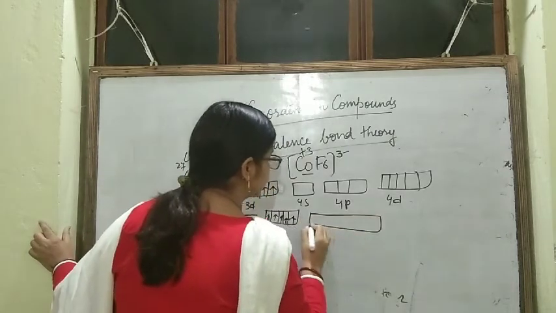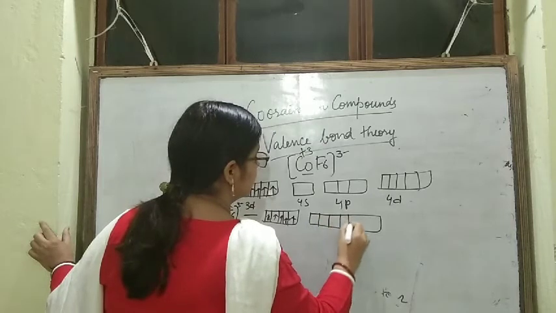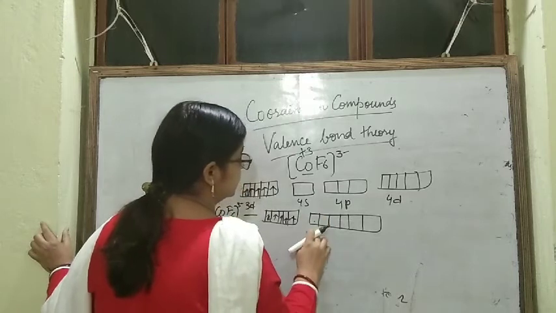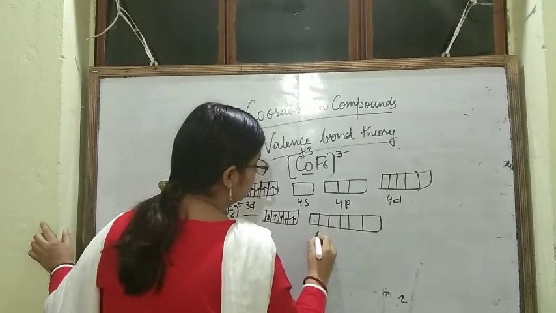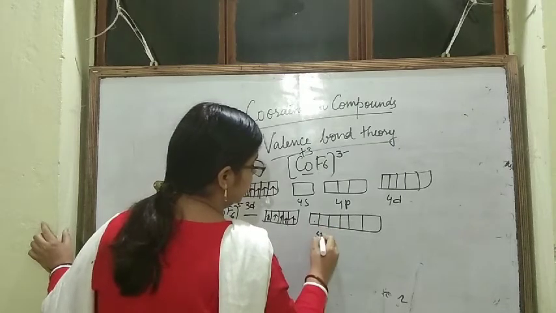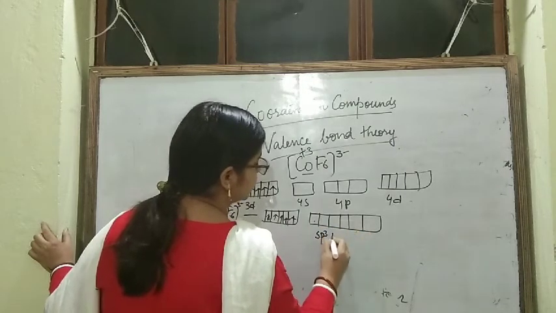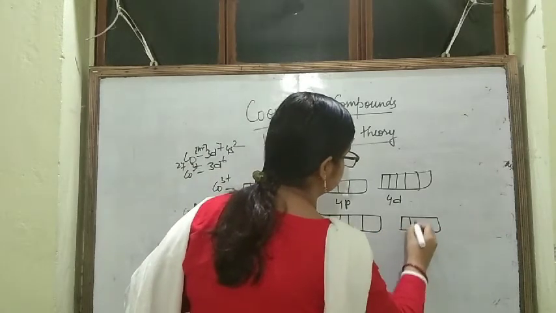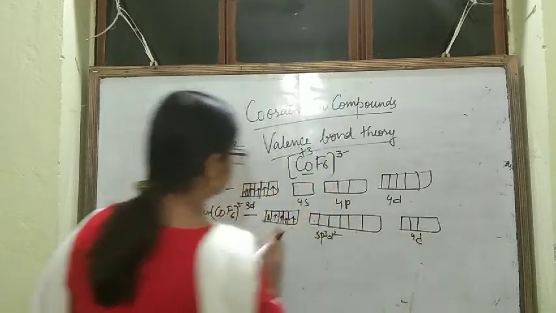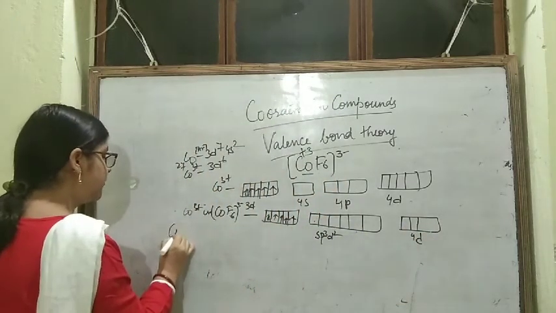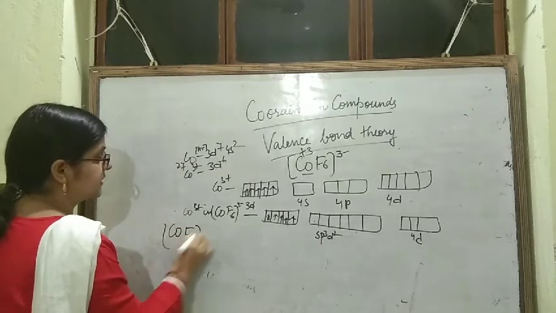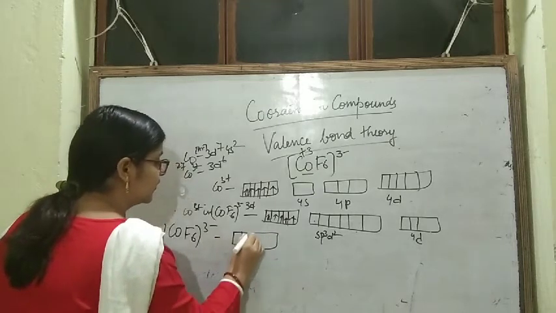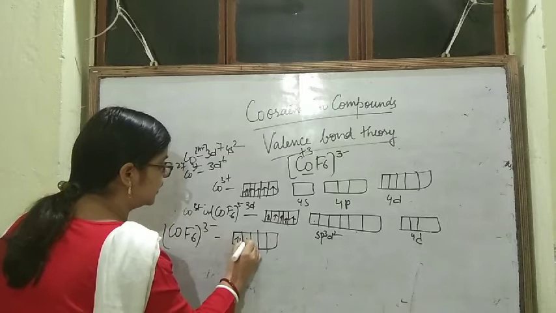Now, 4s, 4p, 4d. You see, 6 hybrid orbitals we need. So 1 4s, 3 4p, sp3, and 2 4d, sp3d2 we are getting. The rest of 4d is here. So how can you represent this CoF6 3-? It will be like this. There will be no pairing of electrons over here.